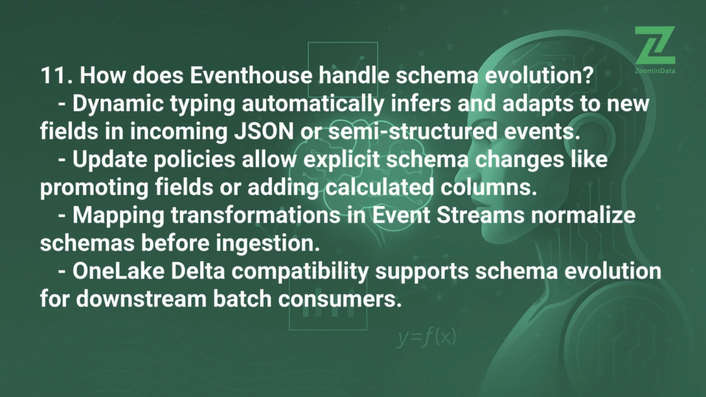11. How does Eventhouse handle schema evolution? Dynamic typing automatically infers and adapts to new fields in incoming JSON or semi-structured events. Update policies allow explicit schema changes like promoting fields or adding calculated columns. Mapping transformations in event streams normalize schemas before ingestion. OneLake Delta compatibility supports schema evolution for downstream batch consumers.